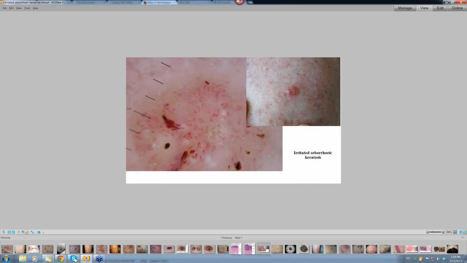What else do we have? Yeah, this was another irritated seborrhoeic keratosis. You know, they're pinkish, and they have a fair sprinkling of vessels through them. You may look at these. There's often looped vessels, as you would see in an SCC, but you'll see them also in a swollen, irritated seborrhoeic keratosis.